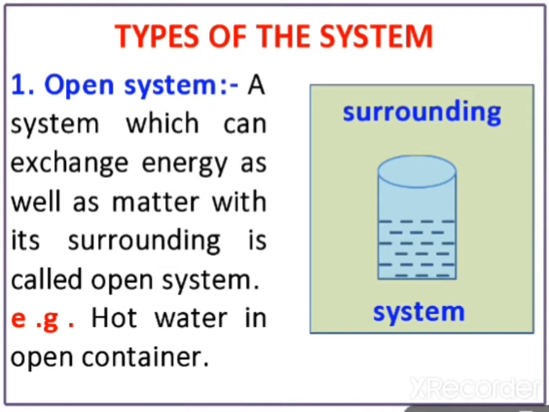It's open, where heat, meaning energy, and matter both can exchange between system and surrounding, not only from system to surrounding, maybe from surrounding to system. For example, if you fill cold water in a beaker and leave this beaker in sunlight, then definitely after some time the water will become warm. Why? Because the heat from the surrounding is coming into the system, so heat is transferring. So this type of system is called an open system.